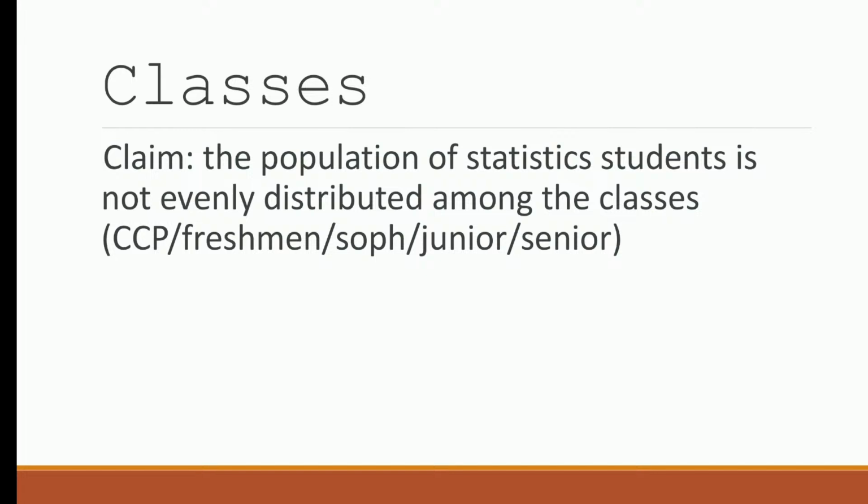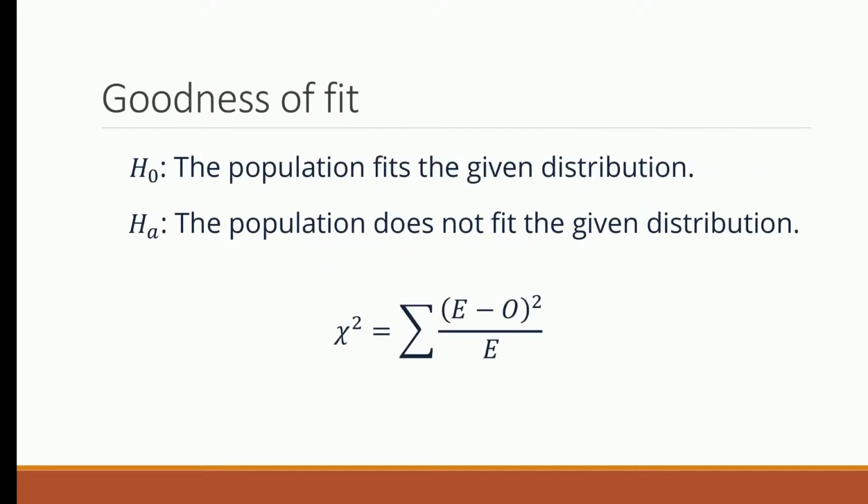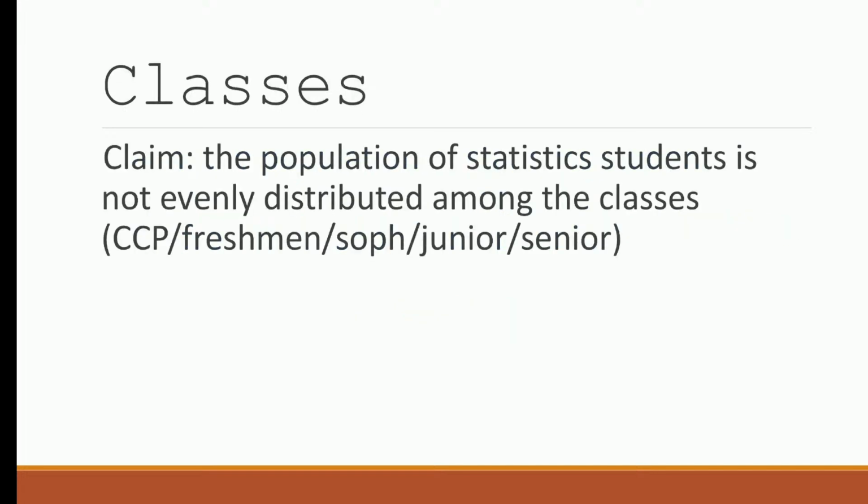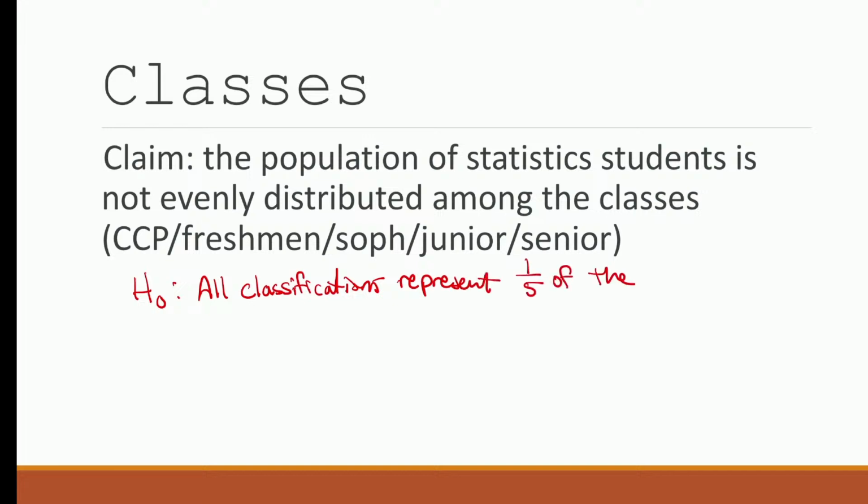The hypotheses are this. Test for goodness of fit. The null hypothesis is that the population fits the given distribution. So I guess what I should say for my null hypothesis is that all classifications represent 1/5 of the population.